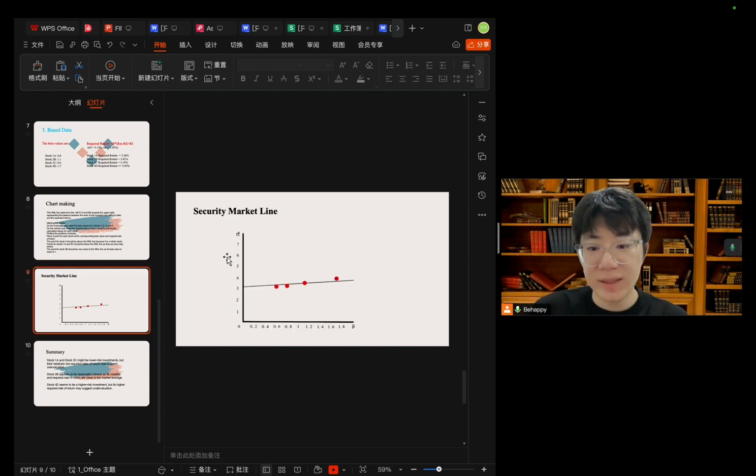And here is the security market line. Plotting the positions of stocks, place a point for each stock at the corresponding beta value and required rate of return. The point for stock 4D should be above the SML line because it is a riskier stock. Points for stocks 1A and 3C should be below the SML line as they are less risky stocks. The point for stock 2B should be very close to the SML line as its beta value is close to 1.